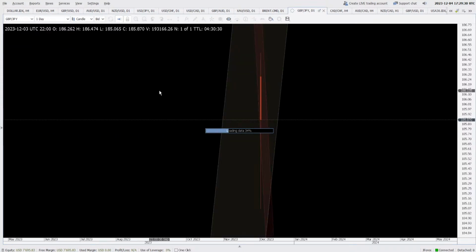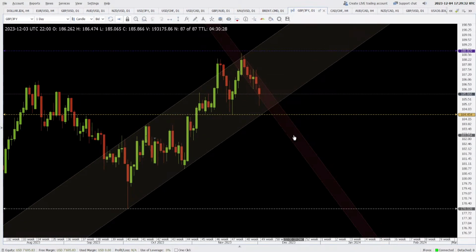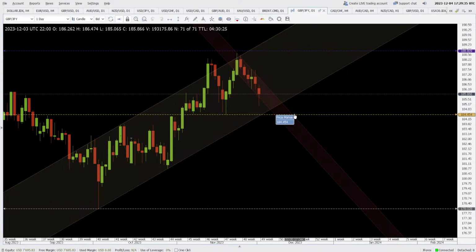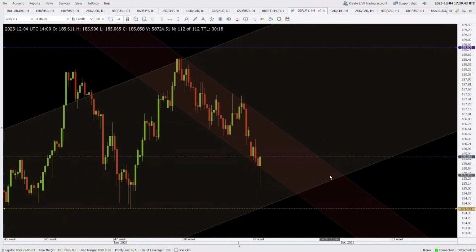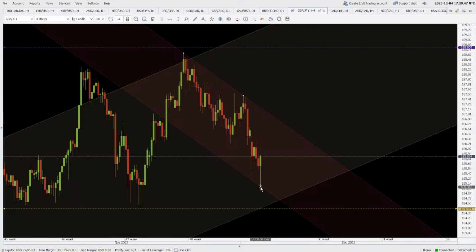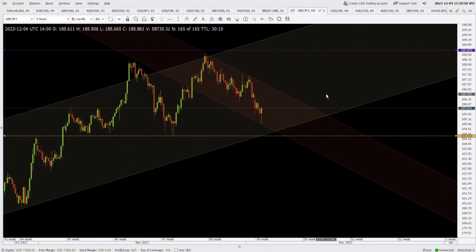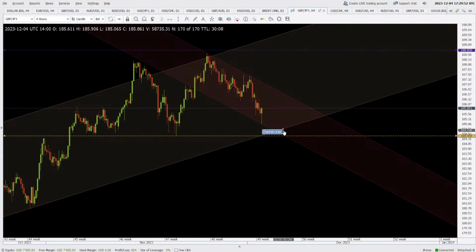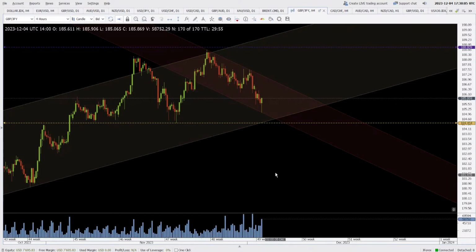GBPJPY, I think it is also on the verge of breaking down. 184.45 is the level below which I will become a seller in the market, and above that I will be looking for only buying opportunities. And you see, day by day this range is increasing. What we are expecting is the price to come very close to this. Even if we have to buy, we want the price to break higher from this falling channel. Till the time the price doesn't break higher from this falling channel, we cannot be buying this market.